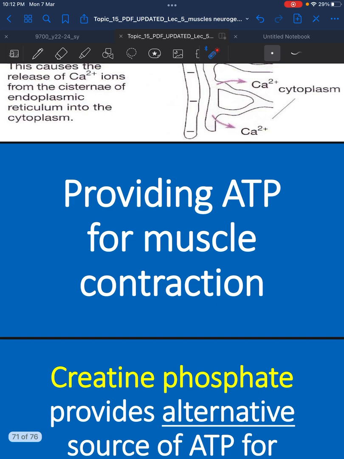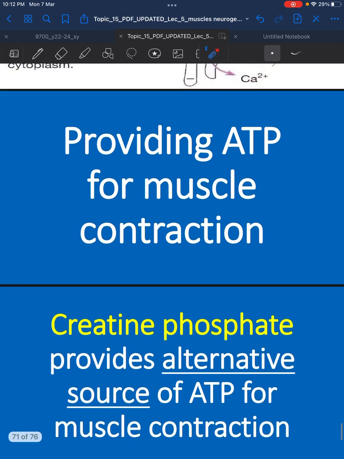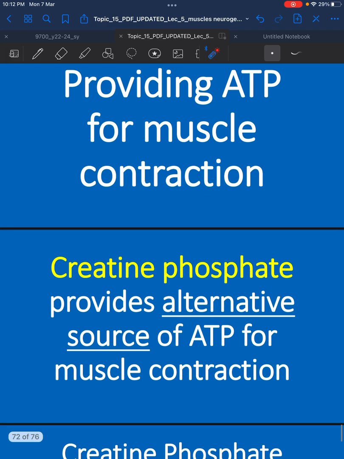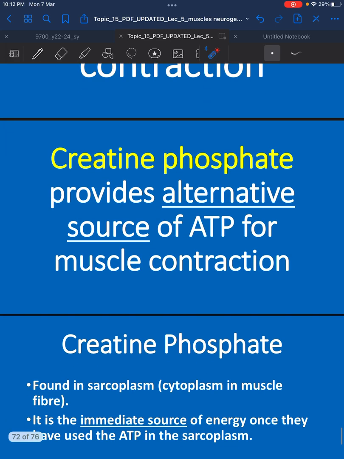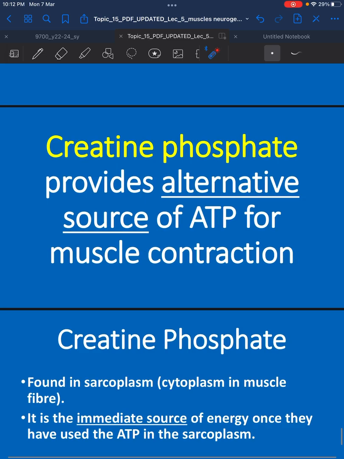Okay, now we are almost towards the end here. So ATP, where does it come from? Of course, it comes from the cytoplasm or sarcoplasm. However, for muscle contraction, muscle also have a stored source of ATP, and that is from creatine phosphate. So creatine phosphate provides an alternative source.